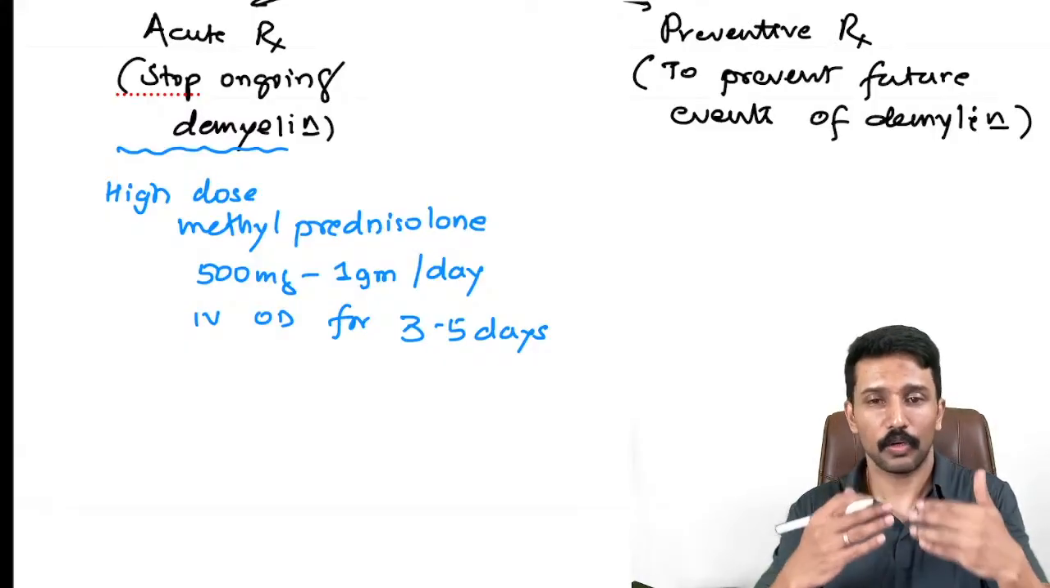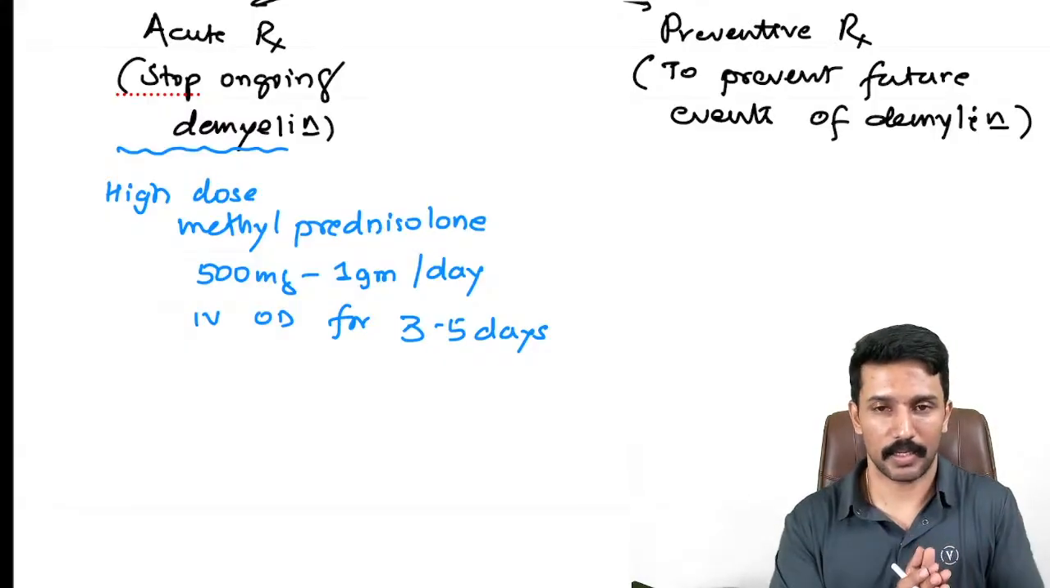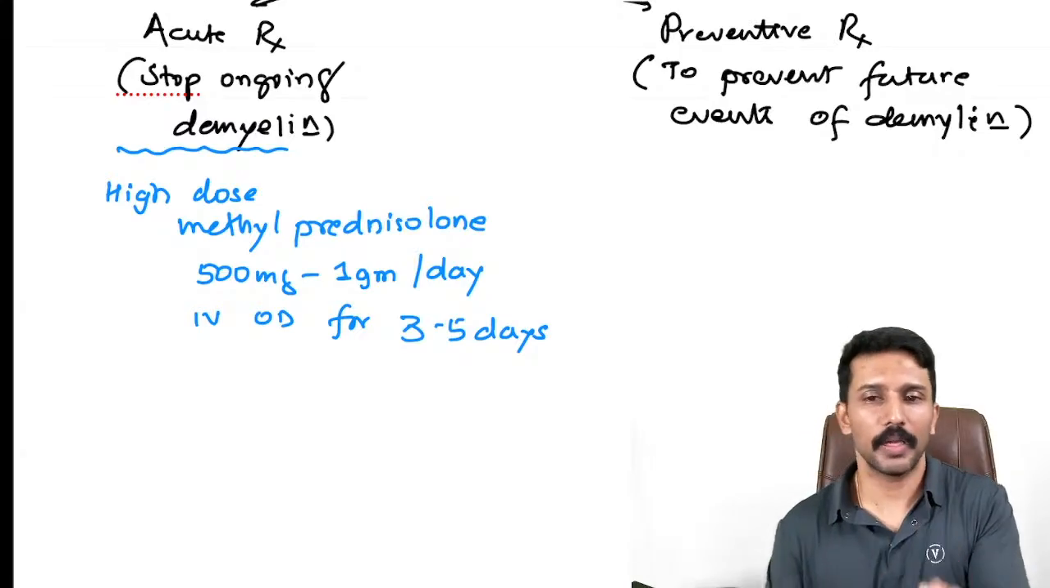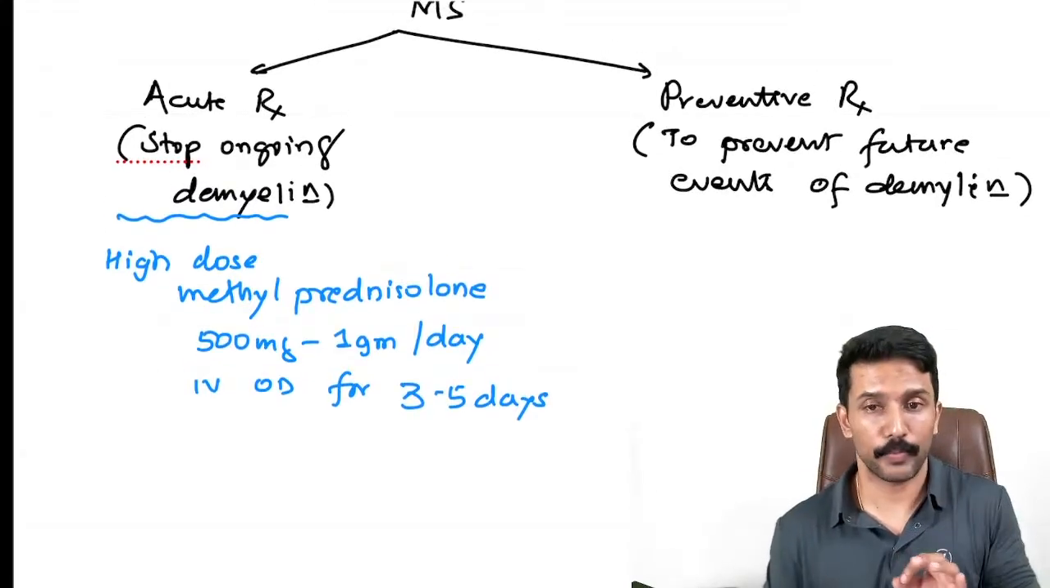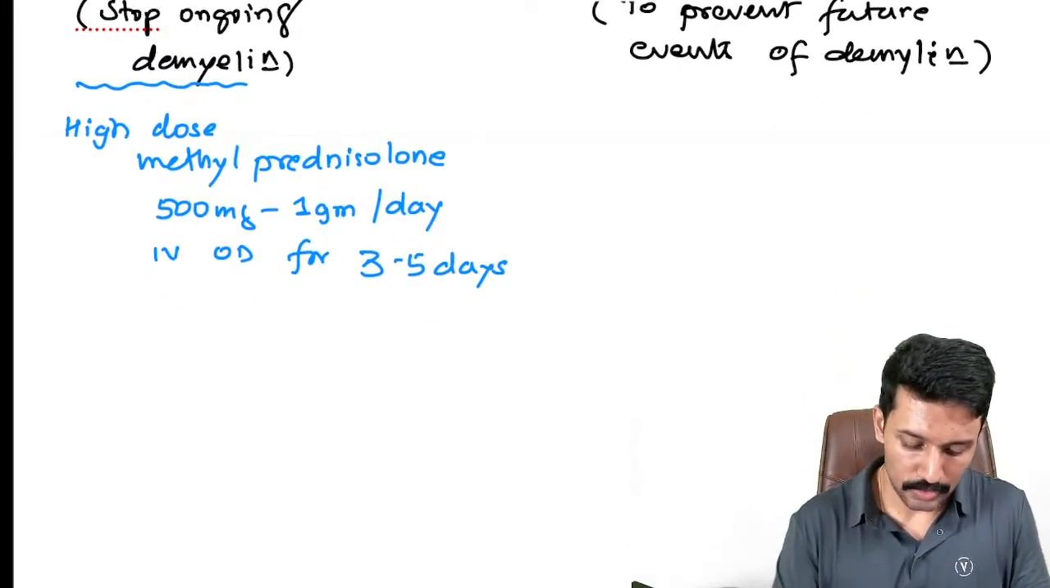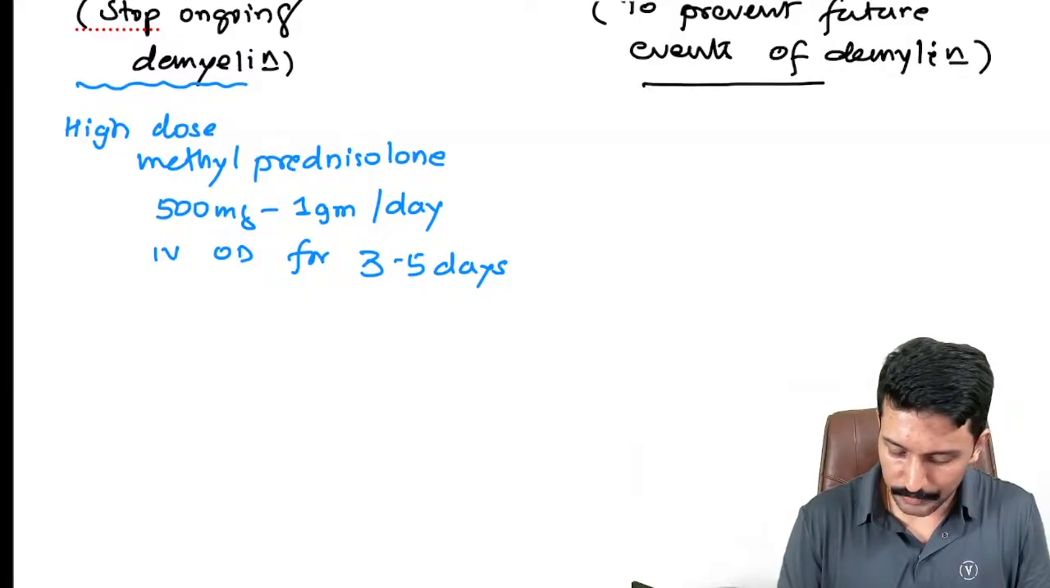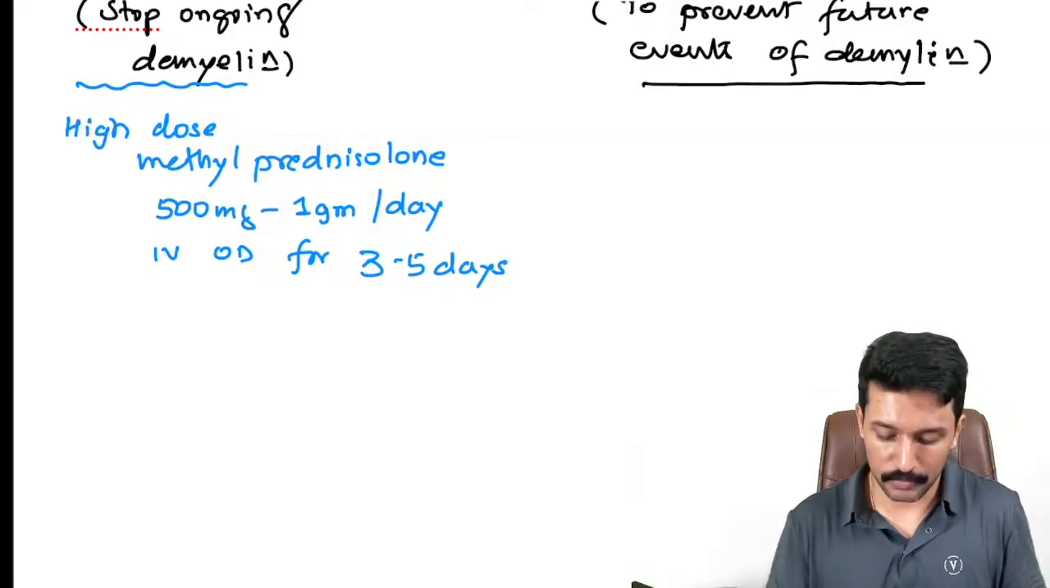And once the demyelination stops, the body will slowly start remyelinating. But after a few months, you may have another episode of demyelination that I want to prevent. So for that, we need to choose drugs. And when it comes to choosing the drugs, that is where the disease behavior comes into picture.